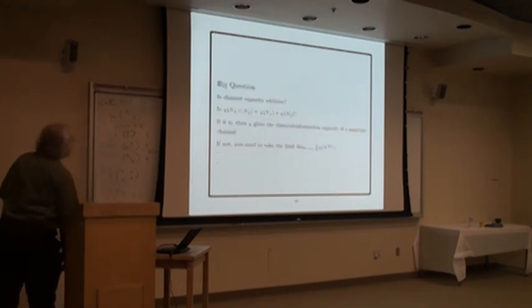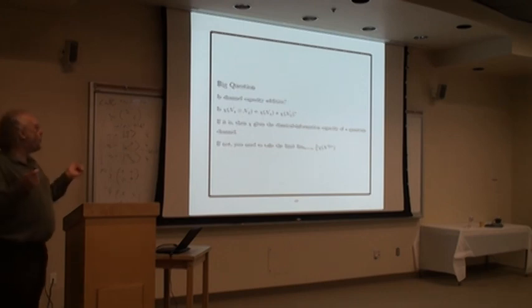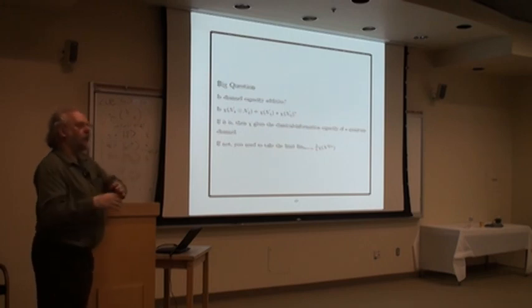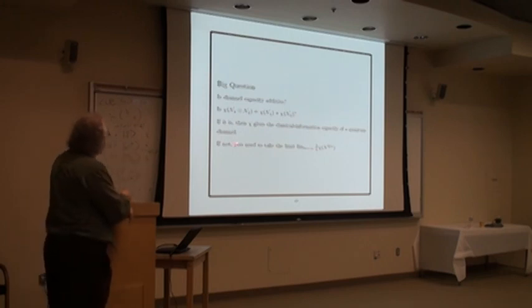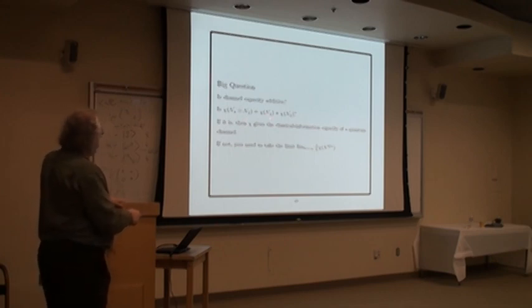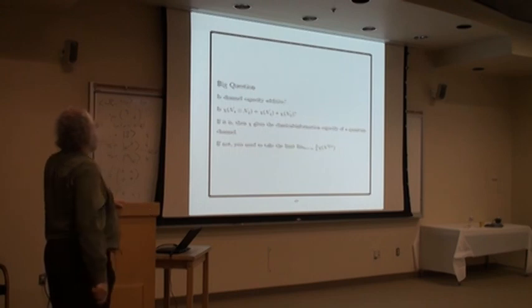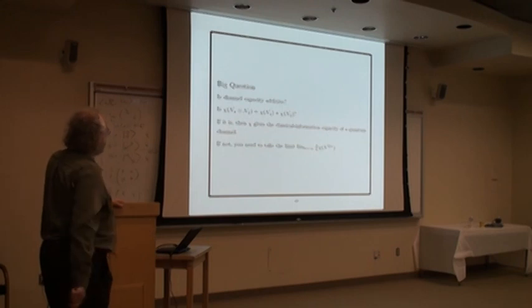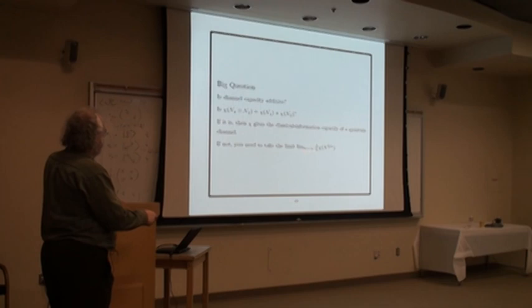And you can ask, do you get more when you use entangled inputs and entangled outputs? So the question is: is the Holevo capacity of N1 tensor product N2, where N1 and N2 are noisy channels, equal to the Holevo information of N1 plus the Holevo information of N2? If it is, then the Holevo information gives you the classical information capacity of one channel. If not, you do need to take this limit as n goes to infinity of 1 over n, the Holevo information of the tensor product.